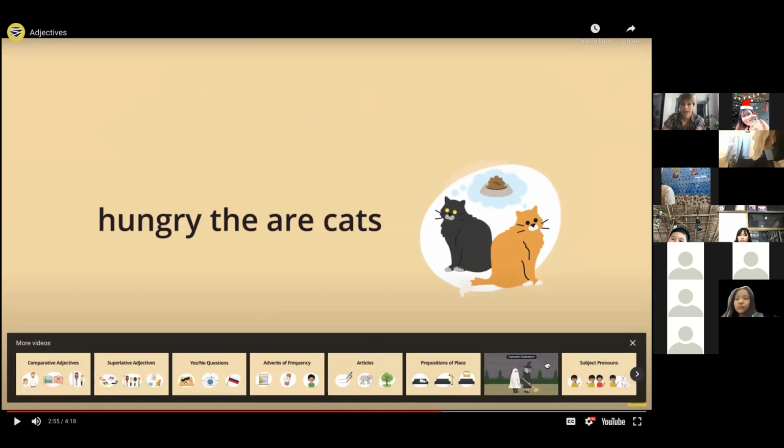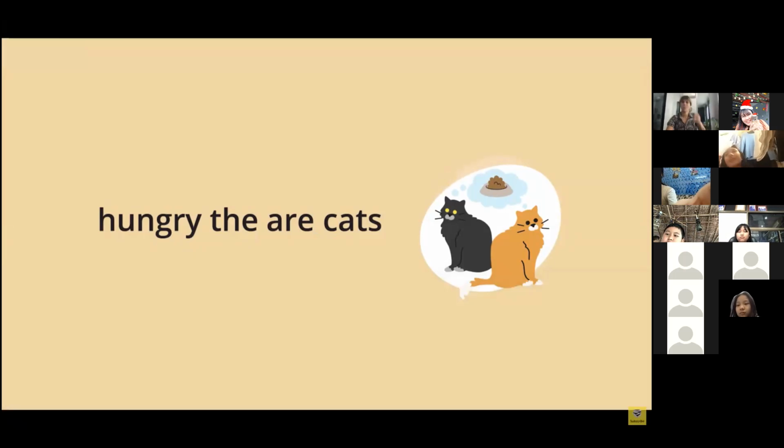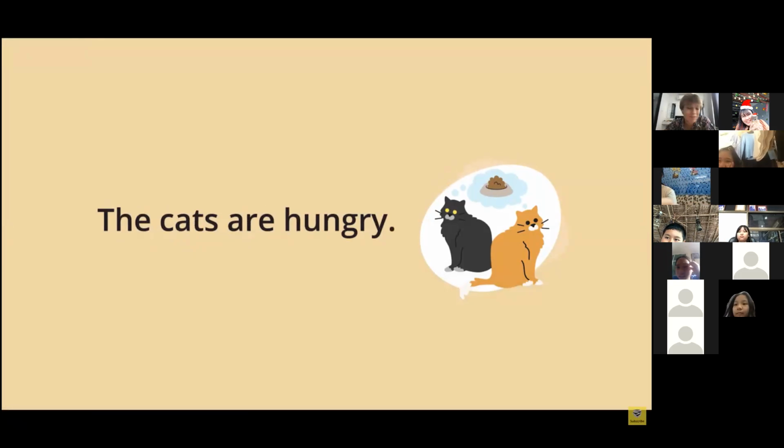Okay. How are we going to say this sentence correctly? We'll start with the cats. And we're going to say that the cats are... How are we going to describe the cats? The cats are hungry. Hungry. Very good. The cats are hungry. Let's watch them fix it. Perfect job, guys. The cats are hungry.